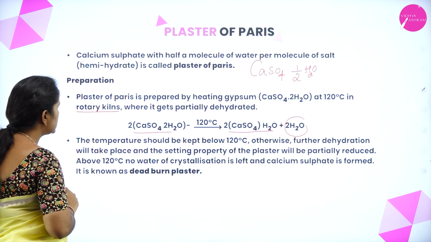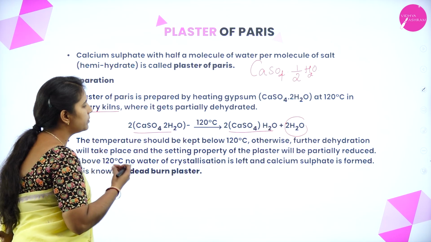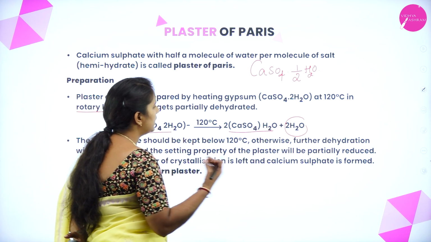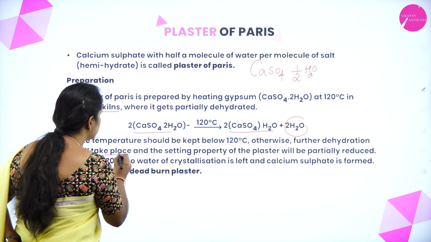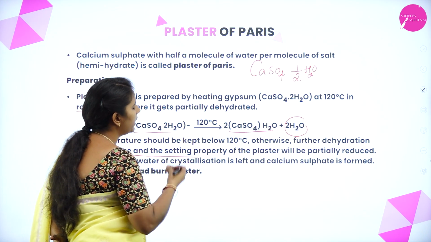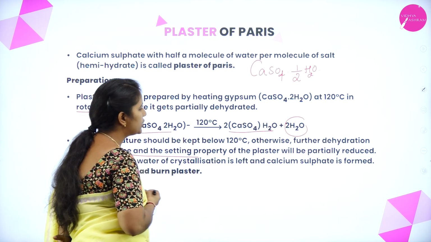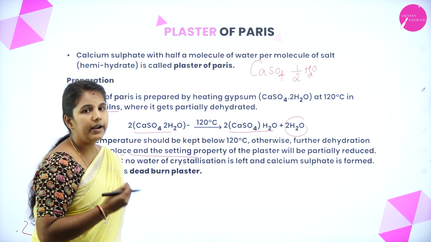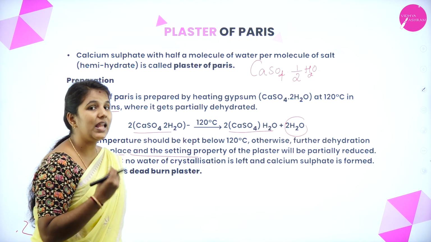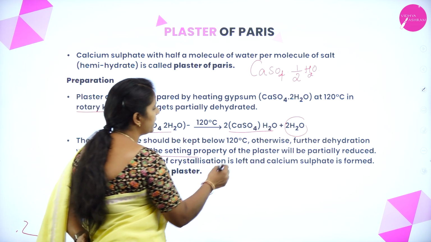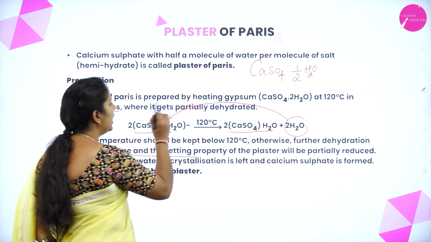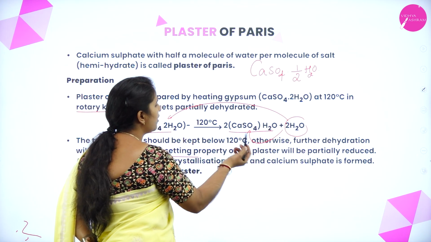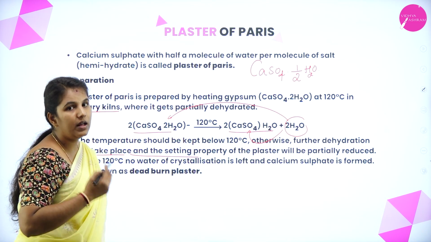So this indicates that the temperature should be kept below 120 degrees, otherwise rehydration will take place and the setting property of the plaster will be partially reduced. If you don't keep the temperature below 120 degrees, rehydration will take place, which means that water will again be absorbed by the calcium sulfate and it can form gypsum.